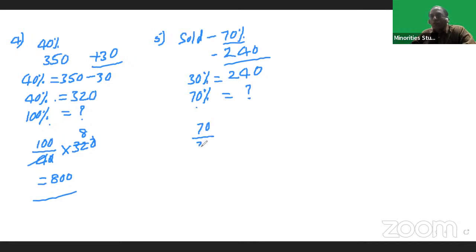Down value 70, up value 30, 70 by 30 into 240. This is 0, 0 cancel, 3 ones to 3 eights. Now 70 into 8 is your answer. 70 into 8, 7 8 is 56, 70 into 8 is 560. So he sold 560 mangoes and he has 240 mangoes.